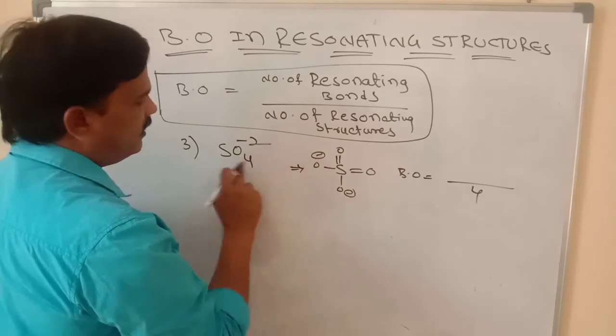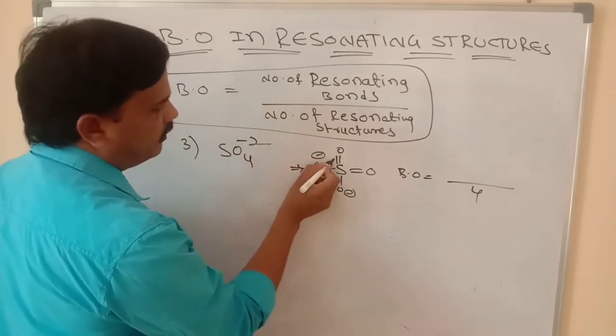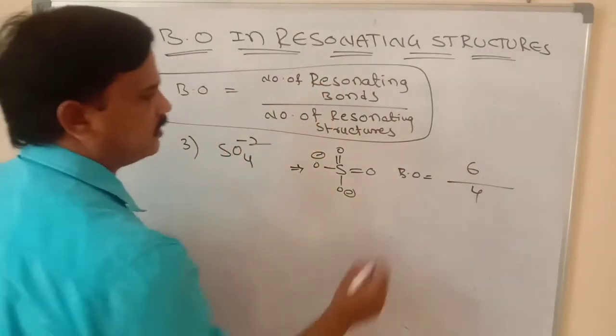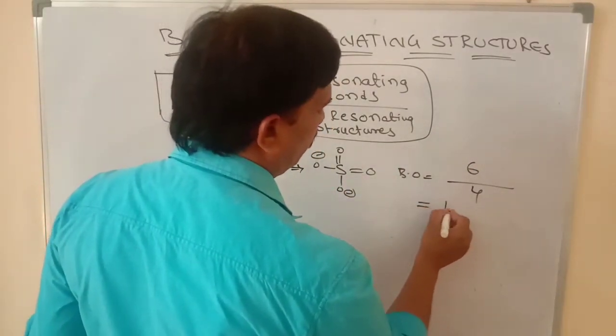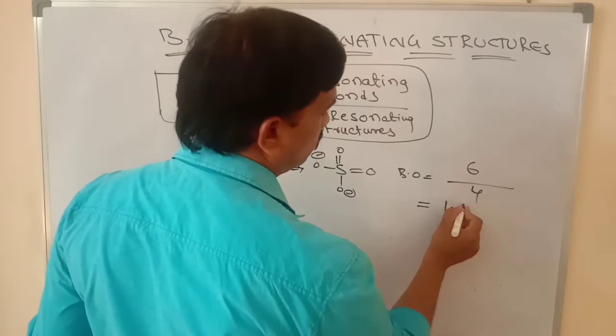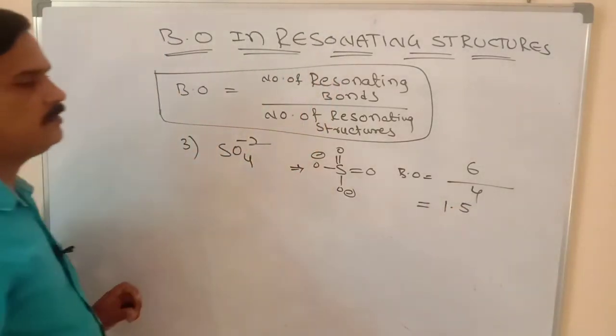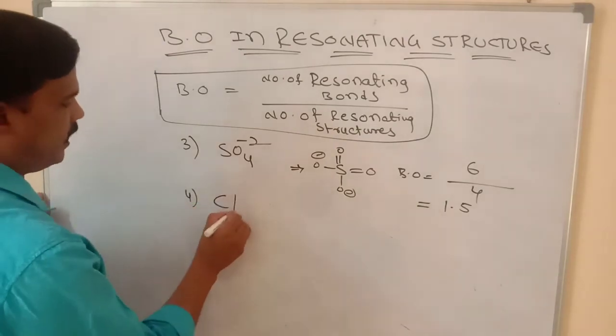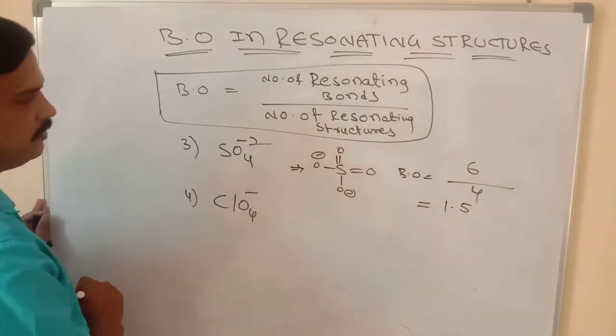Next, count the resonating bonds. Write the structure and count the bonds: 1, 2, 3, 4, 5, 6. There are 6 bonds, so its bond order is 6 by 4, which is 1.5. For example, one more example, ClO4 minus.